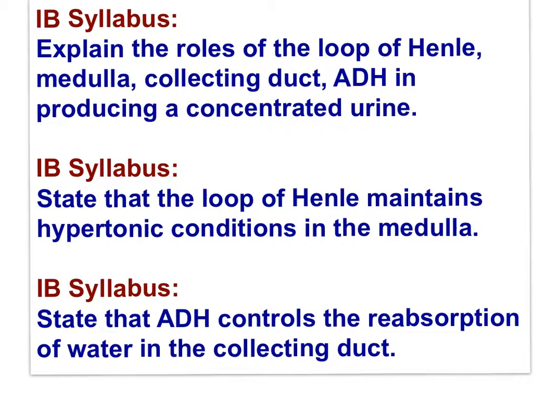Explain the roles of the loop of Henle, medulla, collecting duct, and ADH in producing a concentrated urine. State that the loop of Henle maintains hypertonic conditions in the medulla, and state that ADH controls the reabsorption of water in the collecting duct.